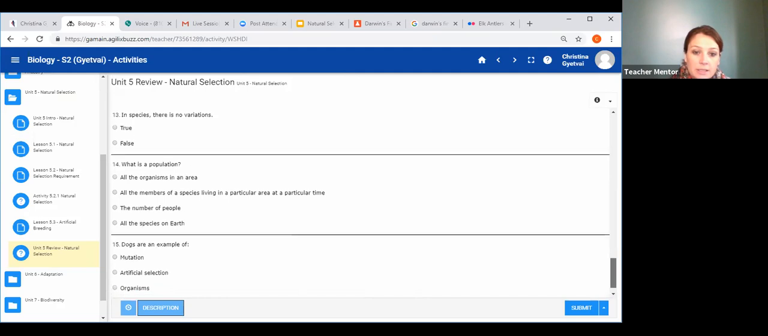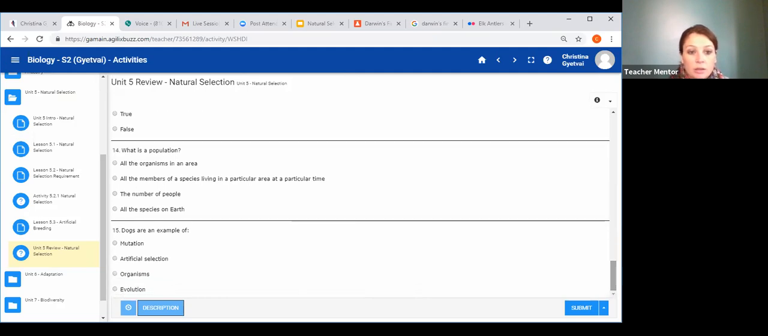Number 14, what is a population? All the organisms in an area, all the members of a species living in a particular area at a particular time, the number of people, or all the species on Earth. What would be a definition for population? The one that best describes a population is going to be all the members of a species living in a particular area at a particular time. That would be a wonderful definition of population.